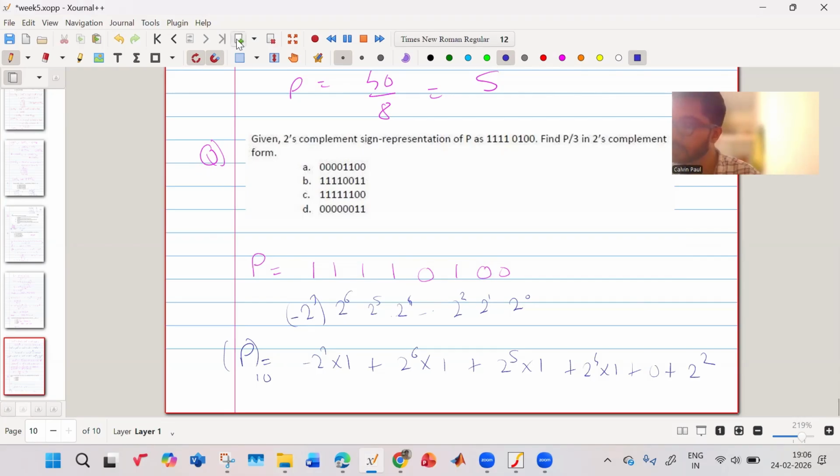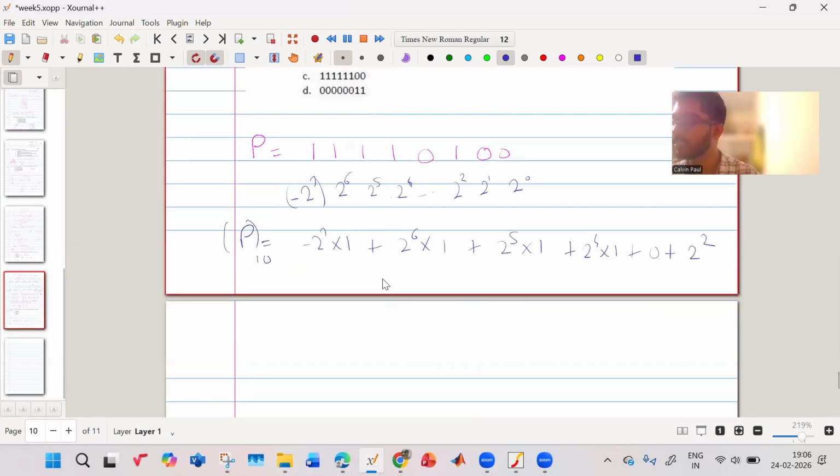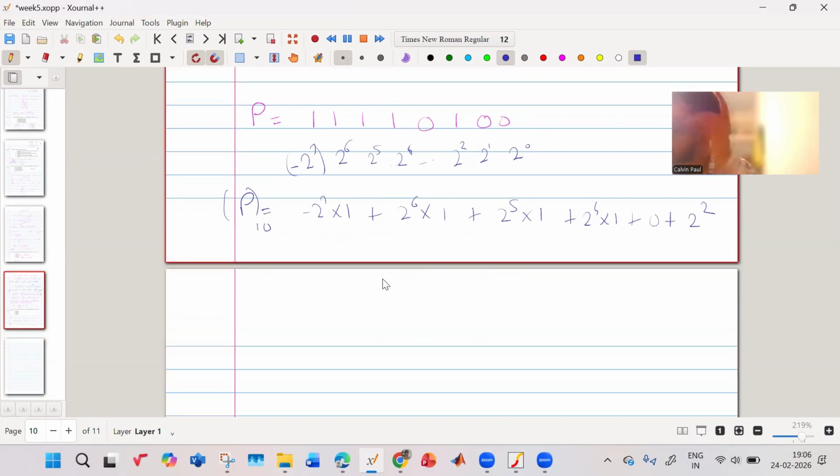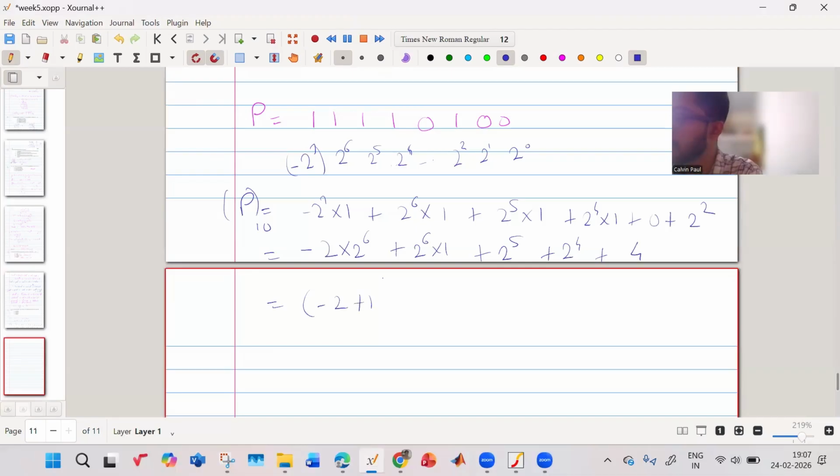Now, what do we do with this? It is very bulky, scary. What you can easily do is write it as minus 2 into 2 to the power 6 plus 2 to the power 6 into 1 plus 2 to the power 5 plus 2 to the power 4 plus 4, right? So this is actually minus 2 plus 1 into 2 to the power 6 plus 2 to the power 5 plus 2 to the power 4 plus 4, right? So this becomes equal to minus 2 to the power 6, then you have 2 to the power 5 plus 2 to the power 4 plus 4.